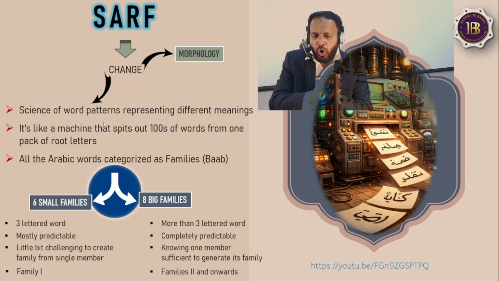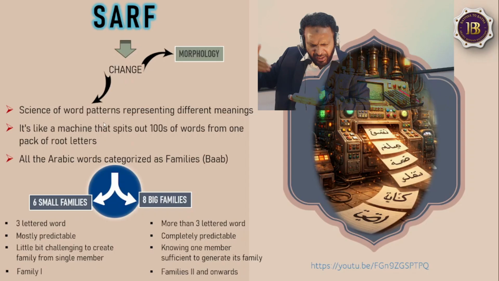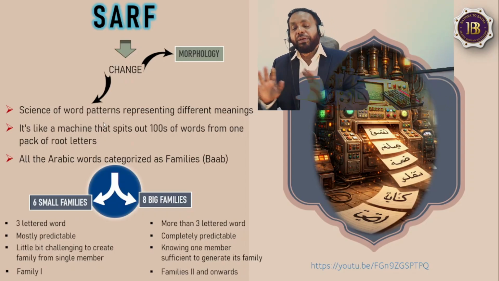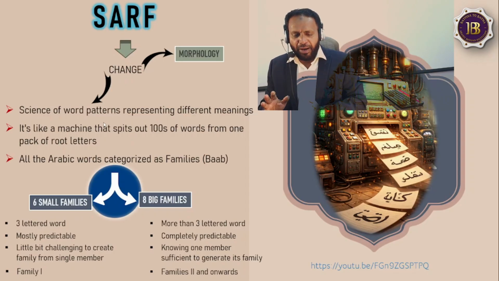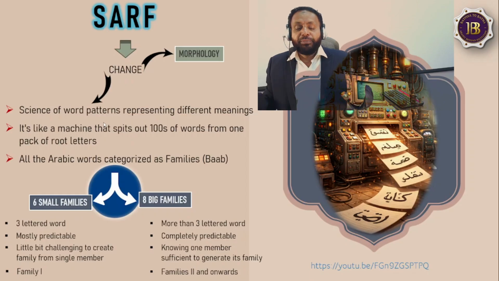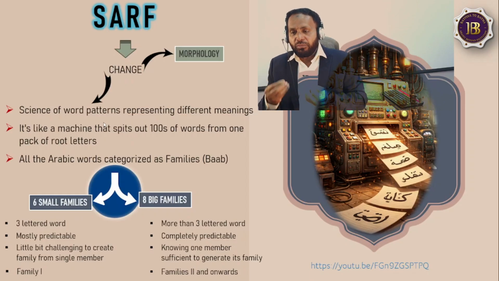And from family 2 onwards till whatever family we study, in our case, we are going to study family number 10. So 2 to 10, this is the big family. When I say this is family 2, hey, this is family number 7, automatically understood. This is a big family, which means it's going to have more than 3 letters, not root letters. Difference between letters and root letters.